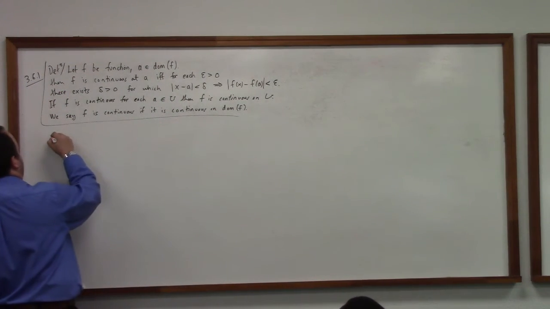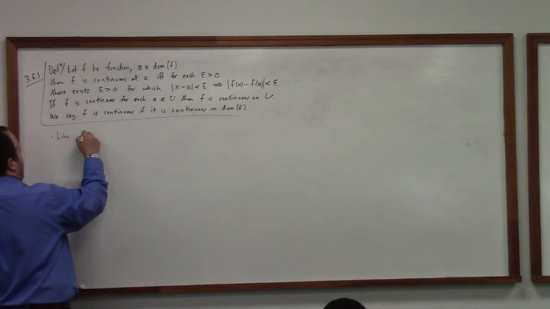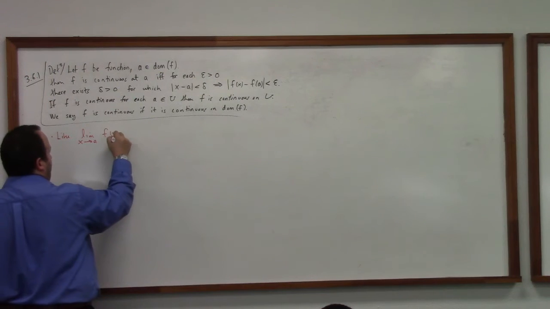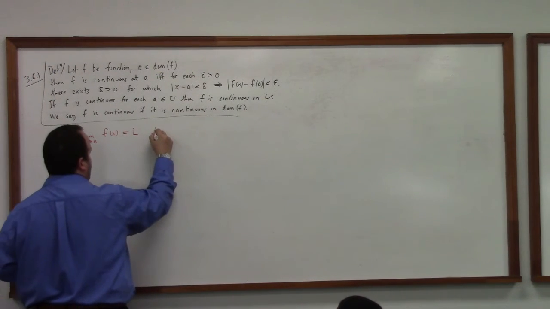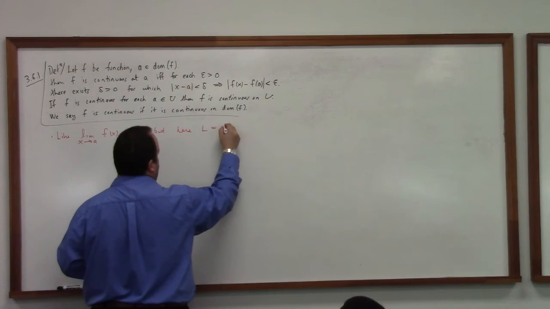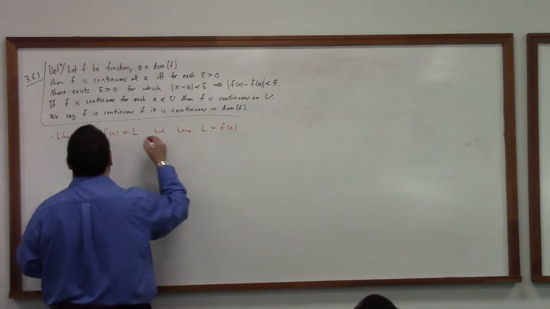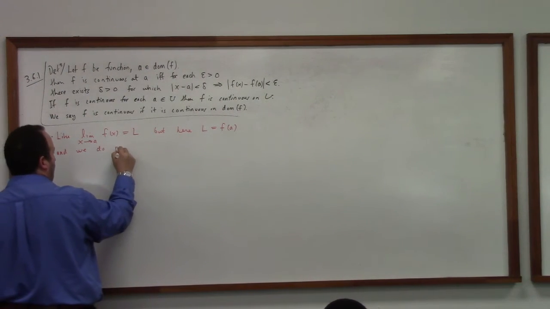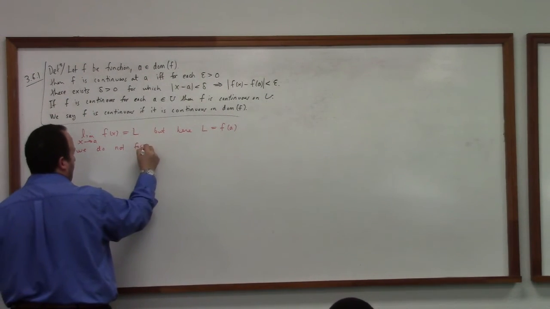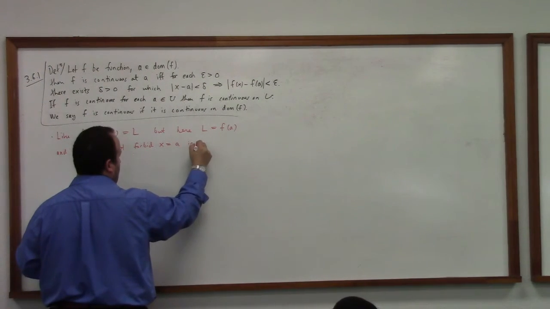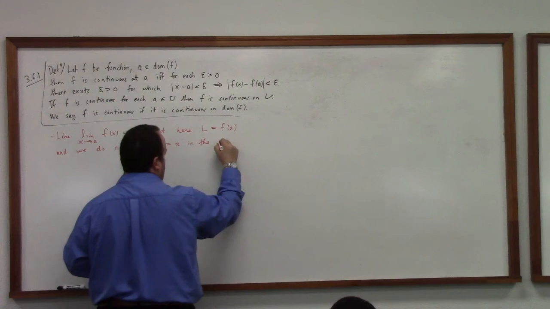I would just say this. It's like the limit as x approaches a of f of x equals L, but here L is equal to f of a, and we do not forbid x equals a in the analysis, right?